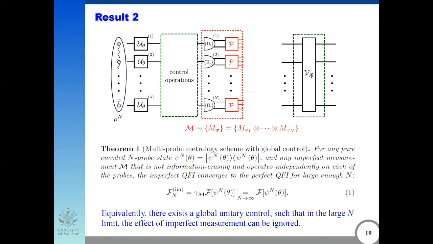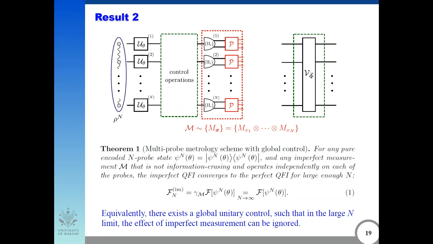Can you repeat what this non-information erasing means again? Sorry, I got confused. Any measurements for which the measurement operators are either proportional to identities, so if all elements of the POVM are proportional to identities or zero, then these are useless. These are information erasing, because the statistics is the same for any kind of states.